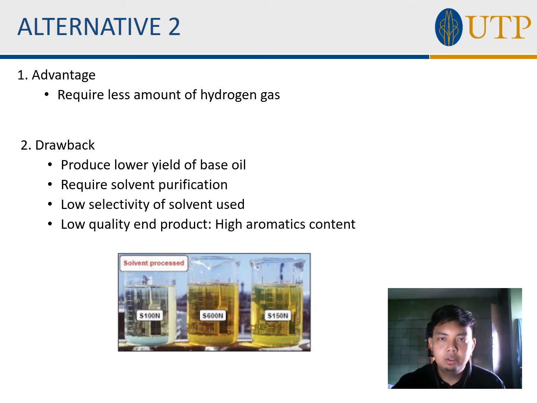Next are the drawbacks for alternative 2, where the first one is that it produces lower yield of base oil compared to alternative 1, because in alternative 1, we are converting the aromatics into useful compound, while for this alternative, we are completely removing the aromatic. Secondly, this alternative also requires solvent purification, and thirdly, low selectivity of solvent use. The last drawback that we find in this alternative is low quality end product. The quality can be measured by the aromatics content.